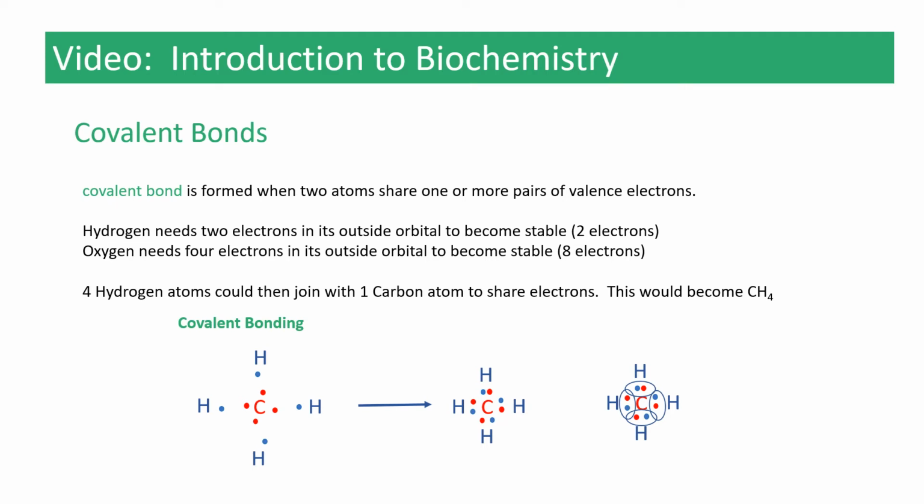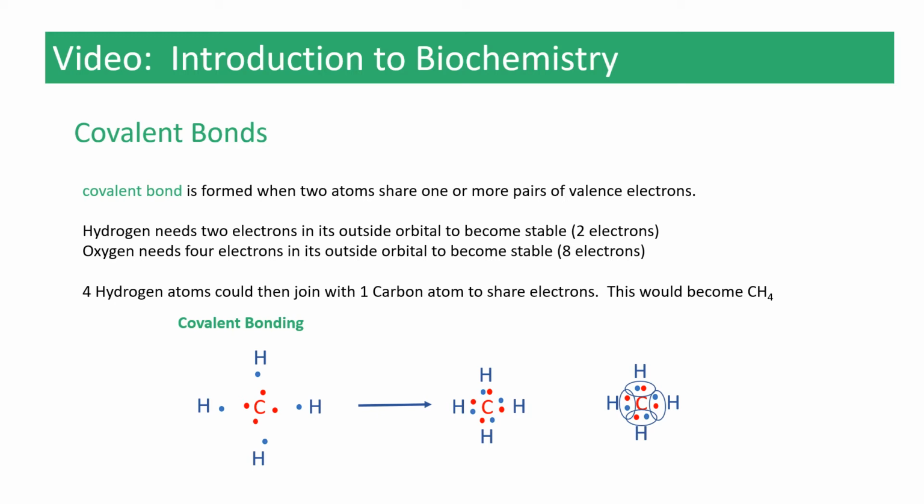Covalent bonds. Covalent bonds are formed when two atoms share one or more pairs of valence electrons. Hydrogen needs two electrons in its outside orbital to become stable. That means it needs two electrons. Carbon needs 4 electrons added in its outside orbital to become stable, for a total of 8.